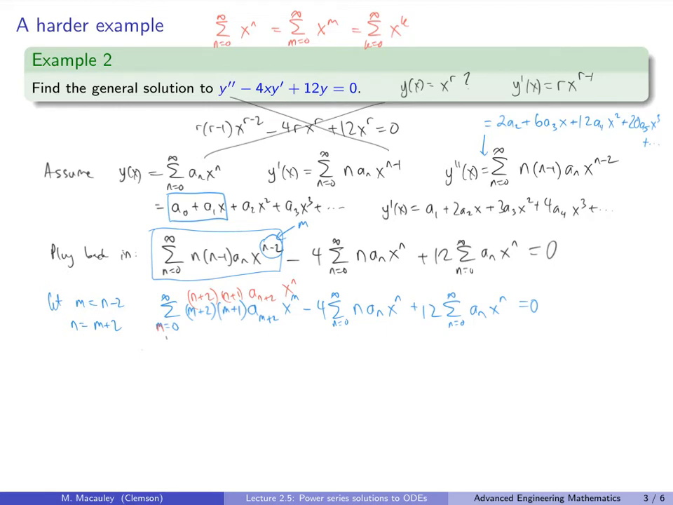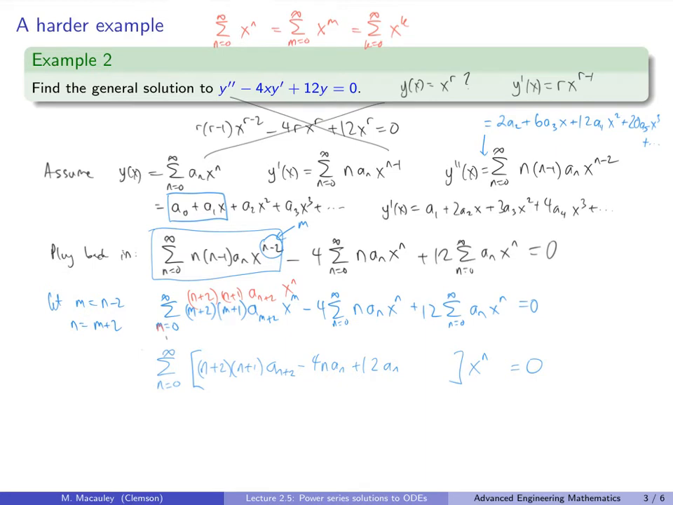So anyways, now we're going to combine this into a single term. I'm going to write this as the sum from n equals 0 to infinity of, let's see, I'm going to factor out this x^n. So what goes right here? There's this term, and that term. So there's (n+2)(n+1) a_(n+2), minus 4n a_n, plus 12 a_n. This guy times x^n equals 0.